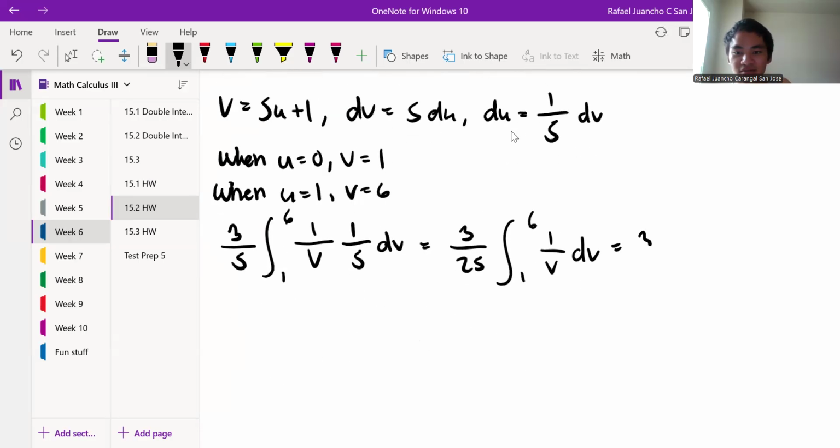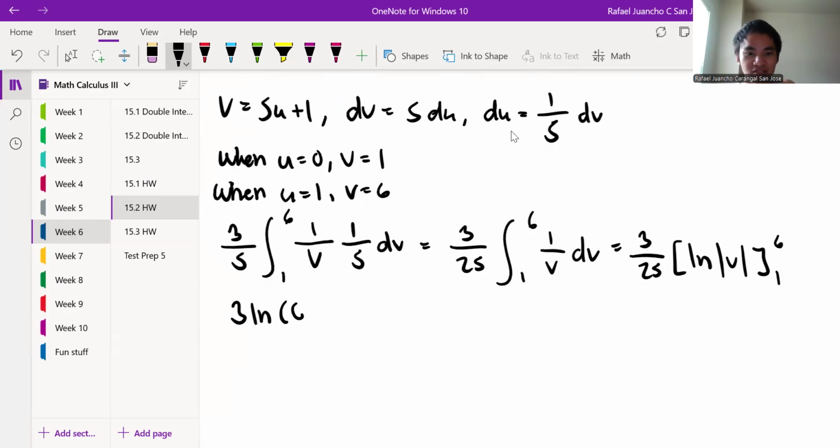And then I integrate, so I got 3/25 ln of v, 1, 6. And then there we have it. So 3 ln 6 over 25. There we go.